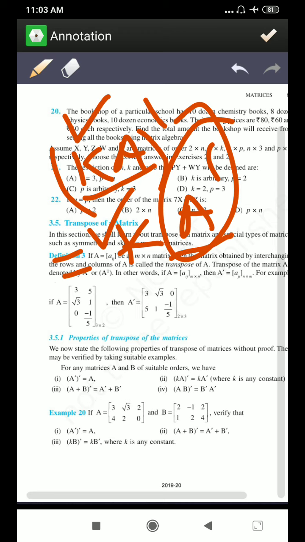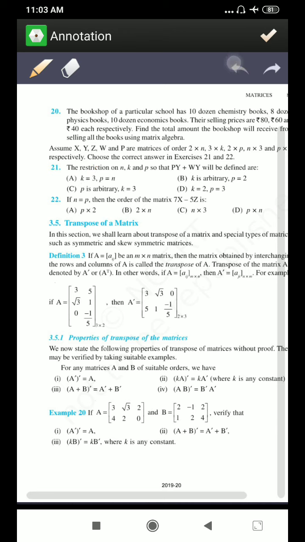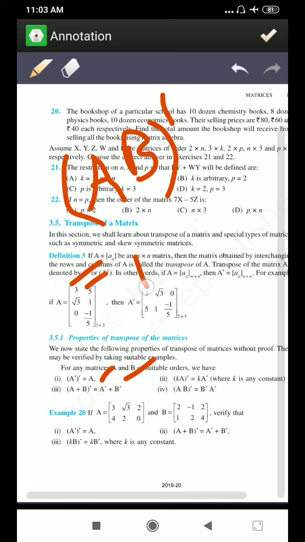The third and fourth properties. Transpose of the sum of two matrices, A plus B transpose, is simple. It will be A transpose plus B transpose. So learn this property also. And the last one, in which the order will change: transpose of A into B will be equal to B transpose into A transpose. A plus B transpose is A transpose plus B transpose, but A into B transpose has the order reversed, you just see, it is B transpose into A transpose.